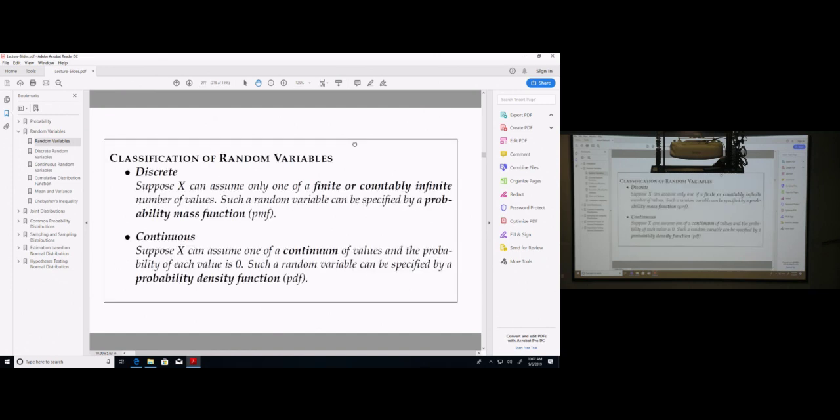So what do I mean by discrete? It means that X can assume only a finite number of values. For example, the one that you have seen, counting how many heads I have in 3 flips of a coin. So you can only have 0, 1, 2, 3. So you have only 4 possible values. But later on, we will have another, what is called countably infinite.